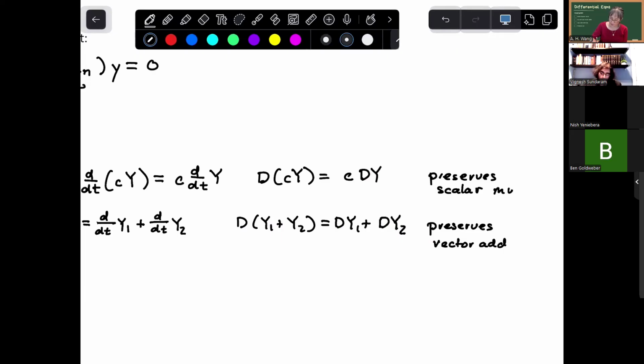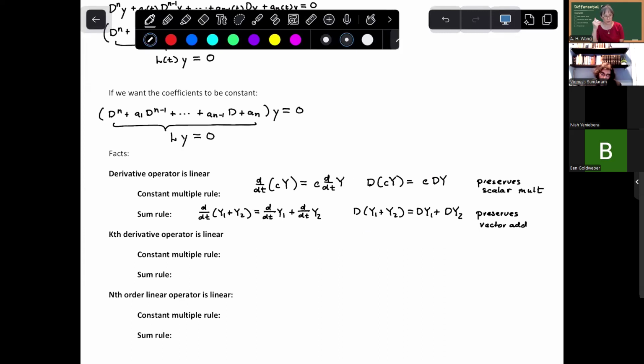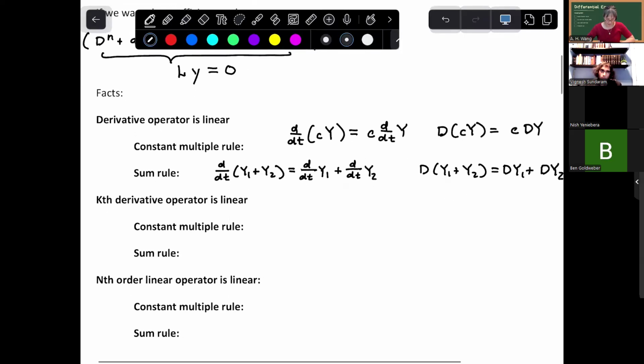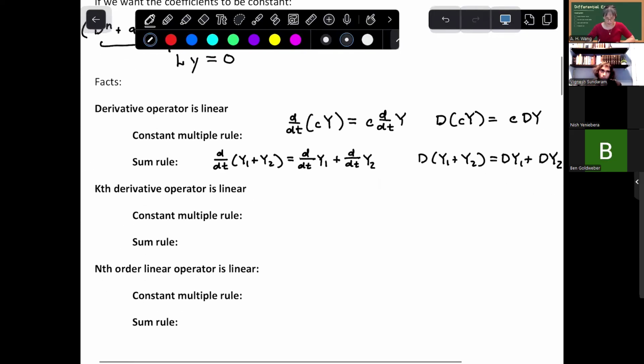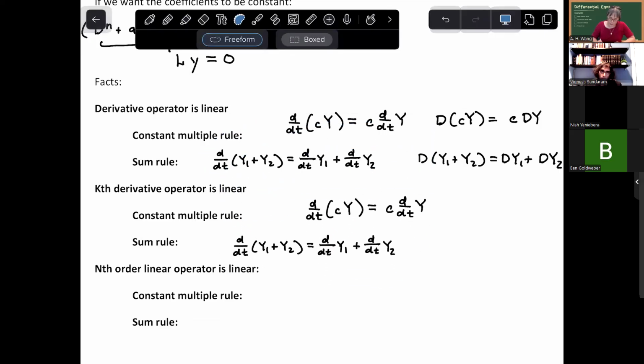Okay. And so the real background to differential equations is linear algebra, but we split it up into 2 courses. So I don't talk about it that much. But the thing about this is linearity is preserving addition and scalar multiplication. Now, the kth derivative operator is the same. So it's actually the same thing with these guys, except that you take the kth order derivative.